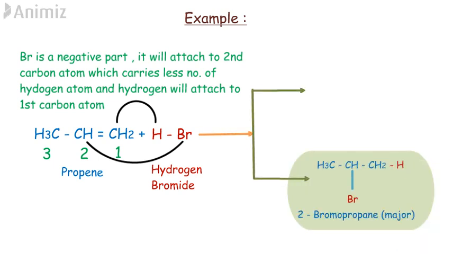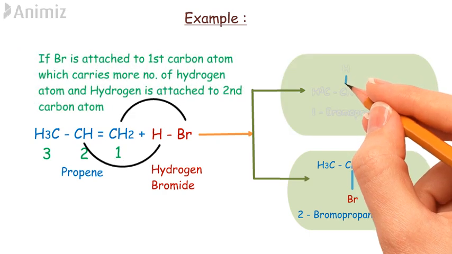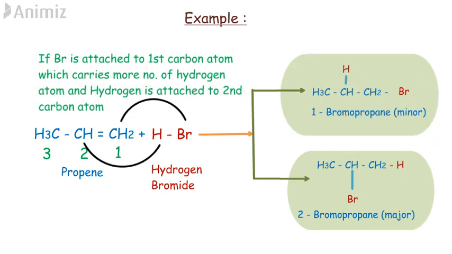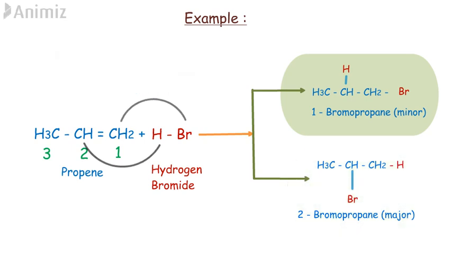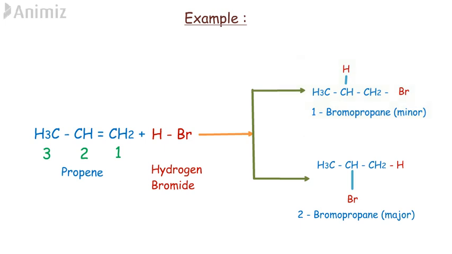a major product. If Br is attached to the first carbon atom and hydrogen is attached to the second carbon atom, then it will form 1-bromopropane, which is a minor product. So this is a simple explanation of Markovnikov's rule. Whenever you have this kind of chemical reaction, you have to apply Markovnikov's rule.